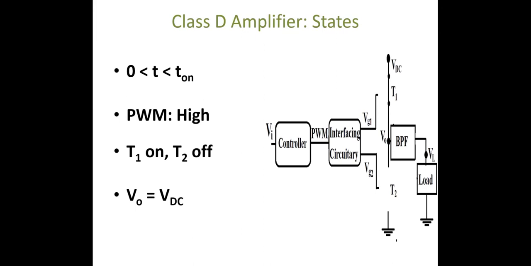So now consider the state in which the PWM is high, and this corresponds to t between 0 and T on. As PWM is high, T1 is on and T2 is off. So V naught will be equal to VDC. As T2 is open circuit, V naught is isolated from ground, whereas T1 provides a short circuit path from VDC to the node V naught.